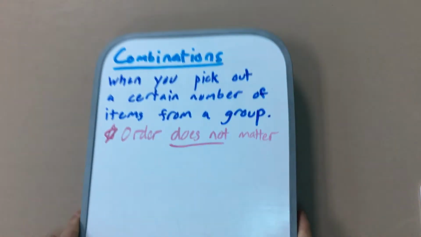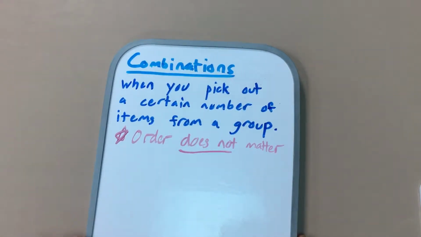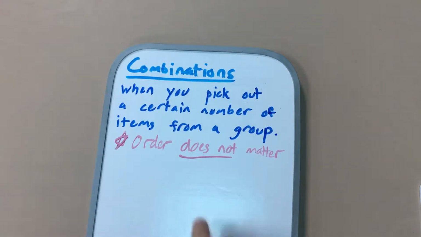This is Mr. W. Today we're going to continue our study of probability, and this time we're going to look at something called combinations. Now, these are very similar to permutations, but there is one key difference. So here is the basic definition. A combination is when you pick out a certain number of items or people or anything you want to think of from a group. But the key difference between a permutation and a combination is that in a permutation, the order in which you pick people matters. In a combination, the order does not matter.